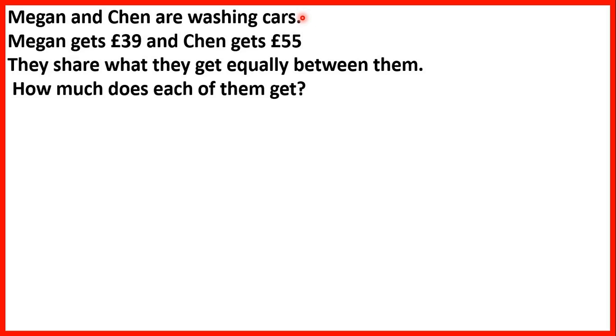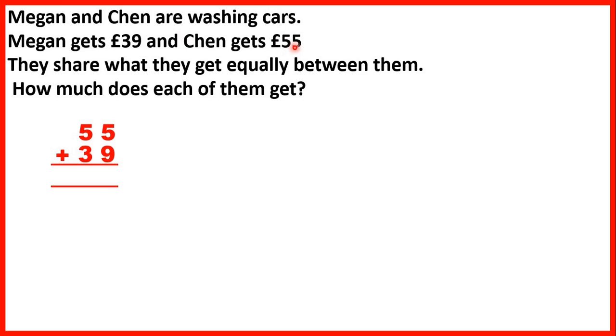Megan and Chen are washing cars. Megan gets £39 and Chen gets £55. They share what they get equally between them. How much does each of them get? So to solve this, we need to find out the total of what they get, and then because they share equally and there are 2 children, we can divide by 2.